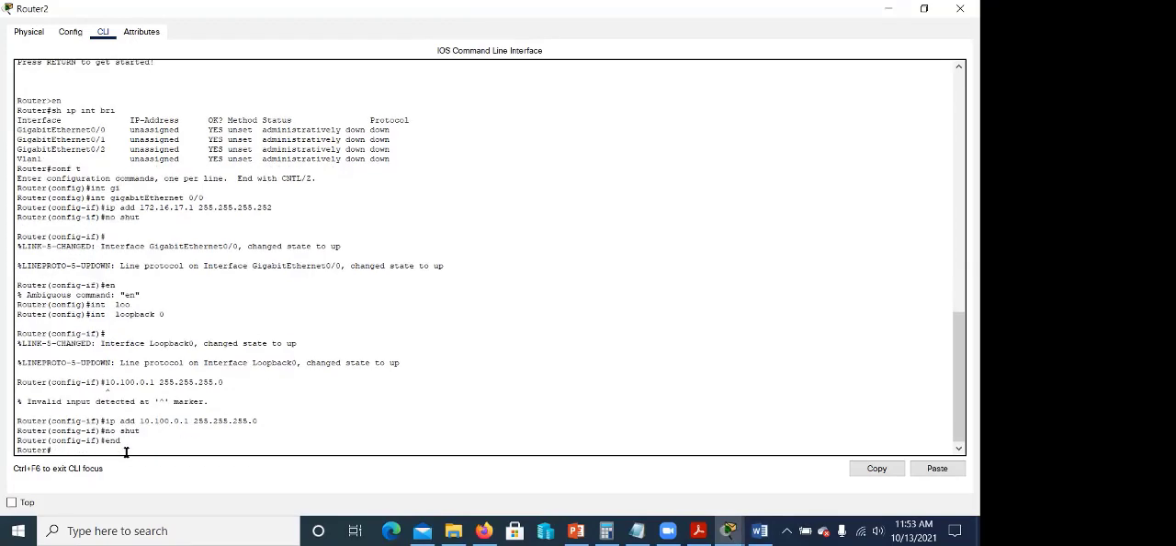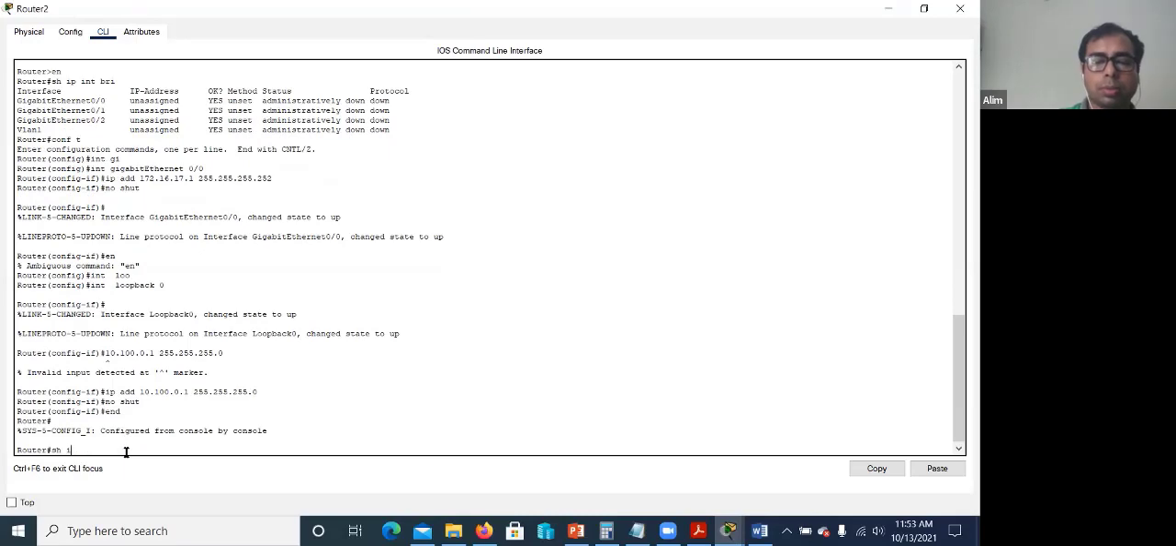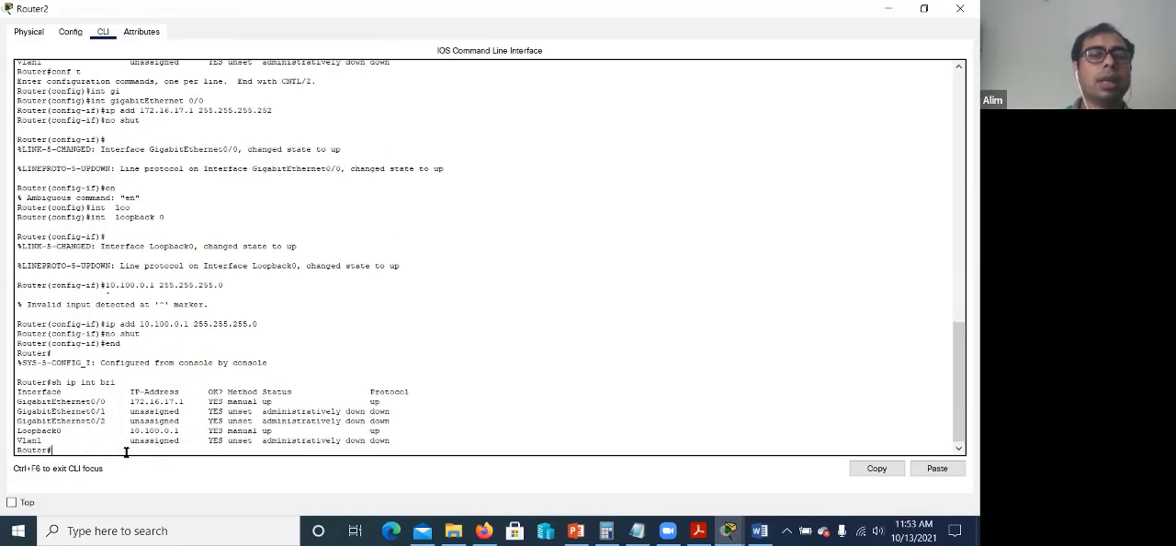Okay, and look, show IP interface brief. You can see that our client IP, it is router IP. Okay, it is ISP's router. So our client's IP interface is gigabit 0/0, which is up. Okay, and another loopback 0, which we created, is also up.